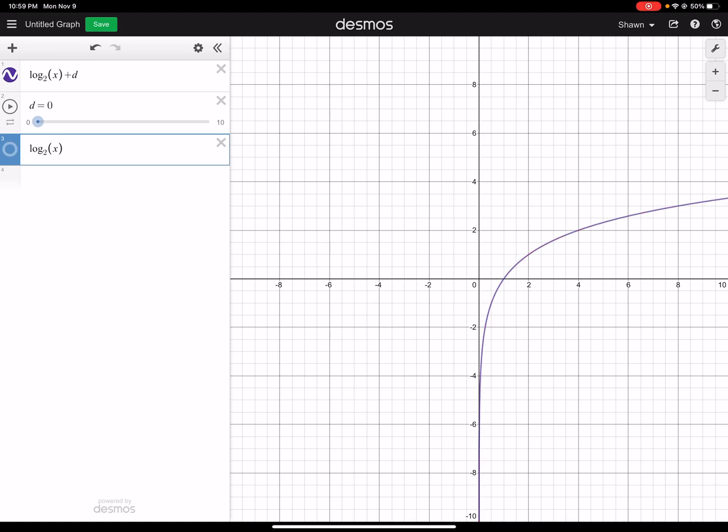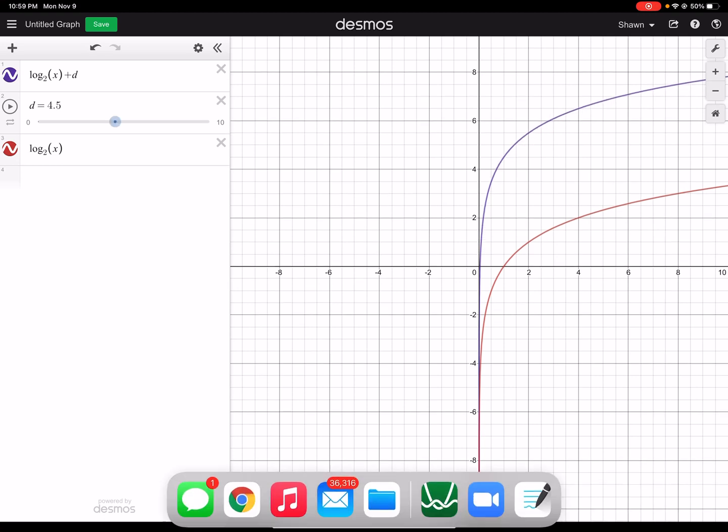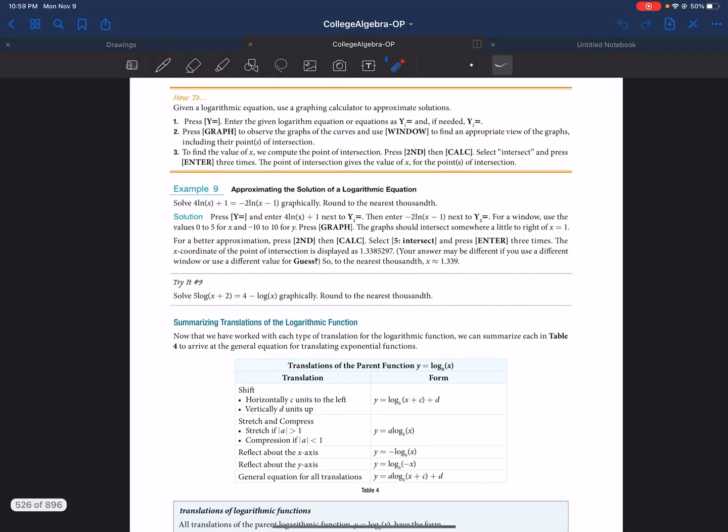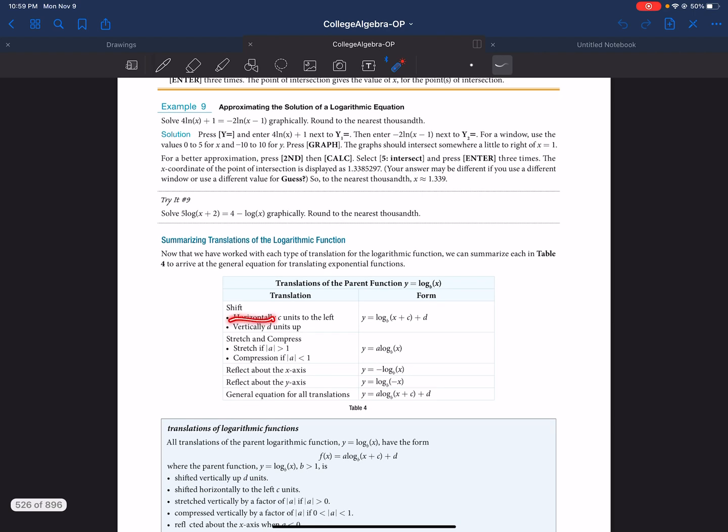Now, as d grows and gets larger and larger, you see the graph starts to move up. And if I turn this graph on, there's the original graph. So now we can see they are together when d is 0. And as d grows, that purple graph starts to deviate by shifting up. If we go back to the book now, notice in here it says it's vertically d units up.